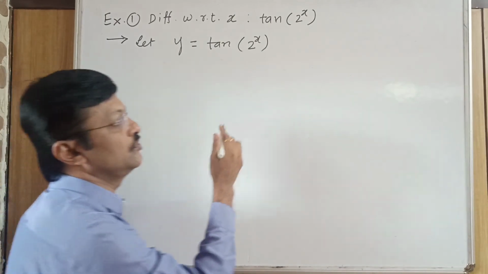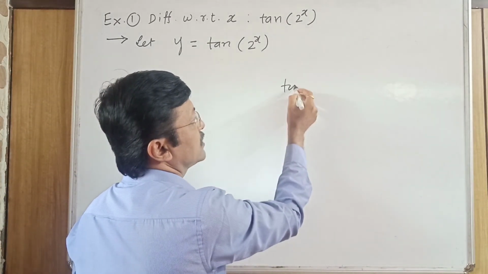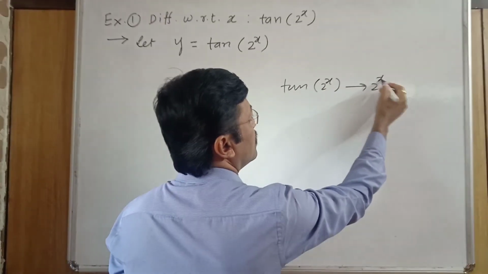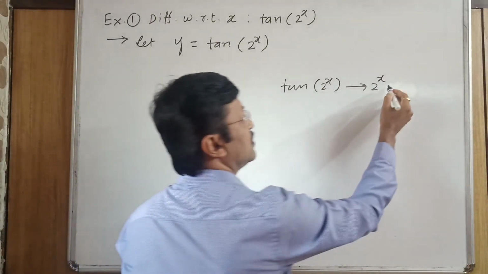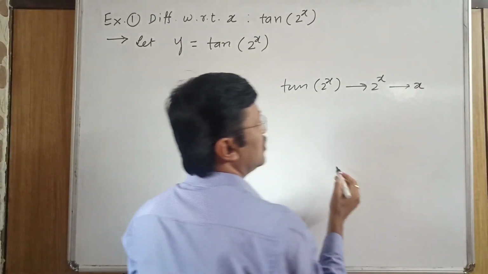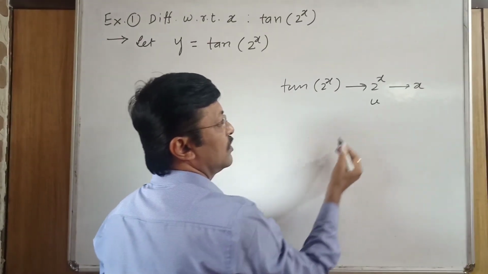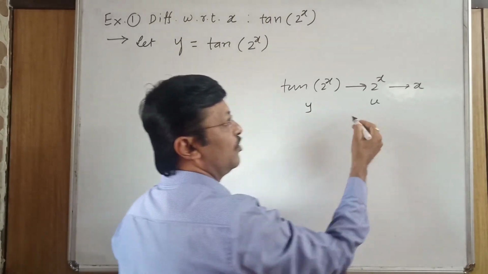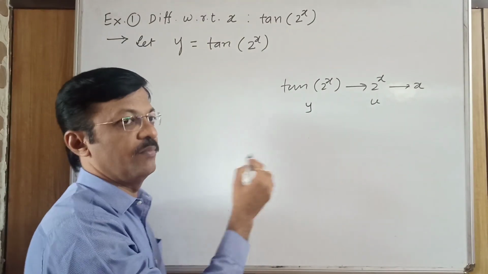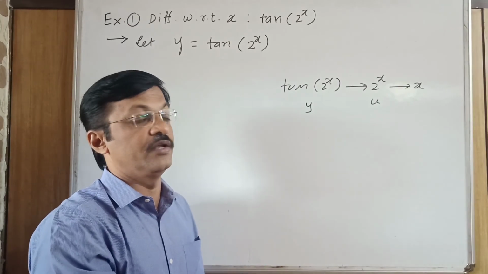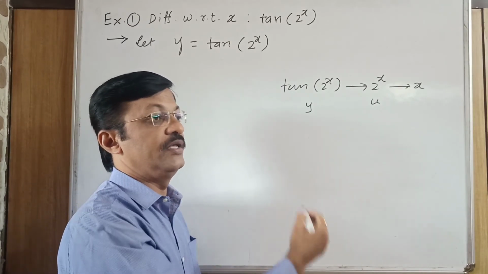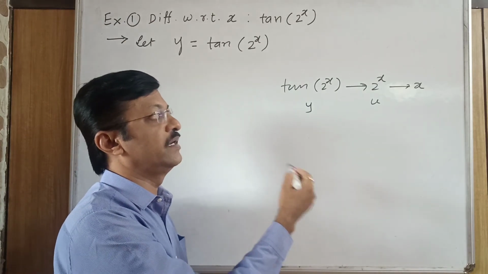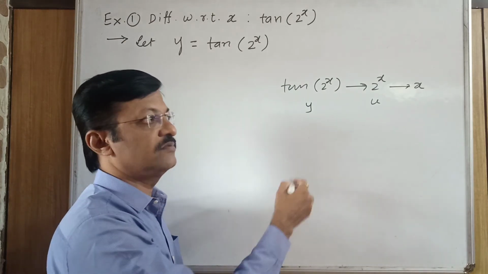Earlier we used to say tan of 2 raised to x is a function of 2 raised to x. Then 2 raised to x is a function of x. So we used to take this as u, this as y, and then we used to get du by dx, dy by du and multiply them and use chain rule as dy by dx is equal to dy by du into du by dx, and we used to get the answer. So that is the first method.